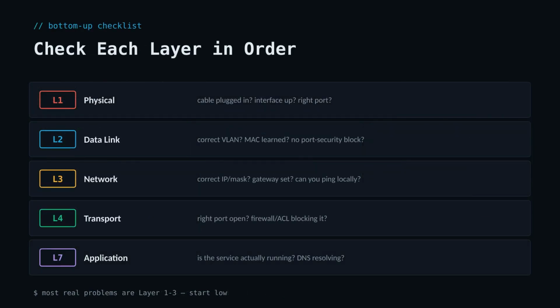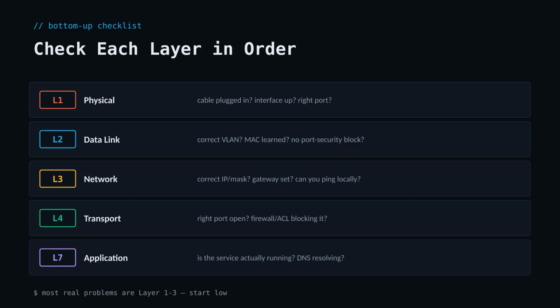Let's walk the bottom-up path together. At layer 1, you're asking the dumb but essential questions. Is the cable seated? Is the interface up? Are you even on the right port? Layer 2, check your VLAN assignment, confirm the MAC address is being learned, and rule out port security shutting you down. Layer 3 is IP sanity, correct address and mask, gateway configured, and can you ping something local?